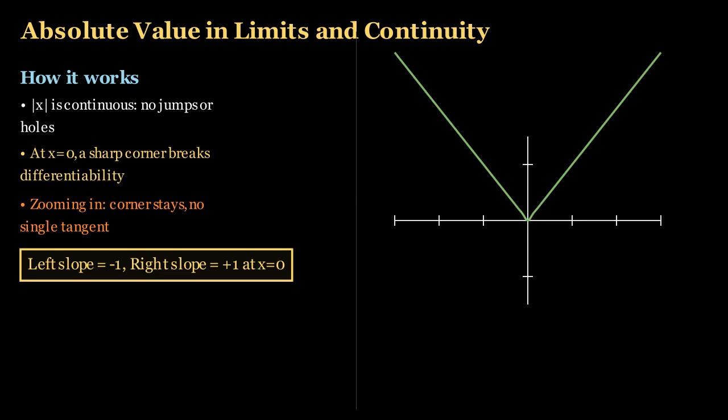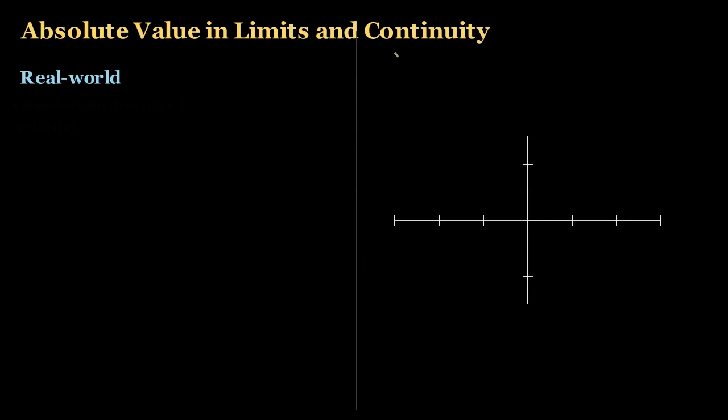Imagine you're in a car moving along a straight road. Your velocity is a smooth function, you slow down, pass through 0 as you stop, and then speed up in reverse. Your speedometer, however, shows the absolute value of velocity, it's always positive. As you pass through 0 velocity, the speed graph has a sharp V-shaped corner, just like the absolute value function. The speed is continuous, it doesn't jump, but at the exact moment you stop, the rate of change of speed is undefined. The speedometer needle's movement has a kink.